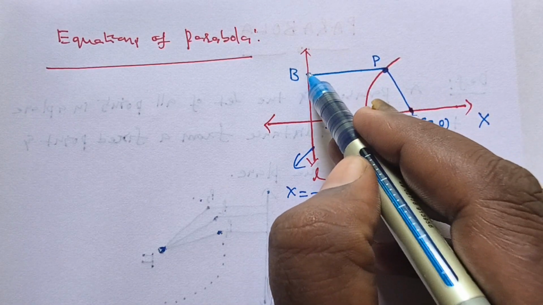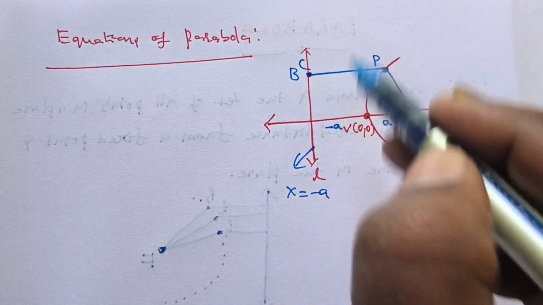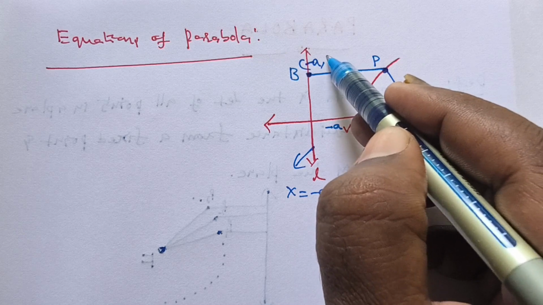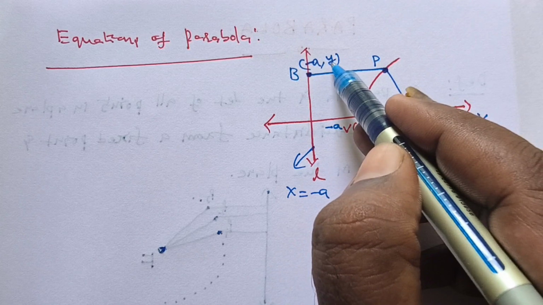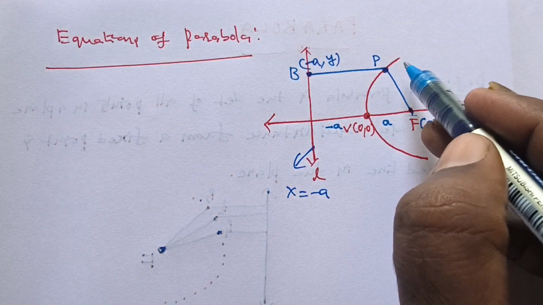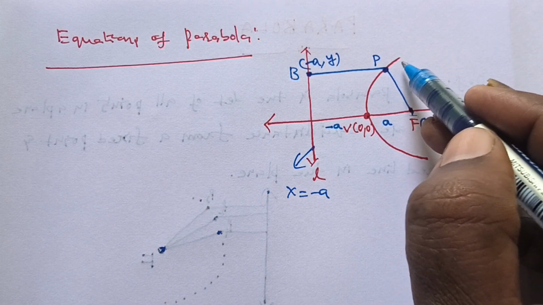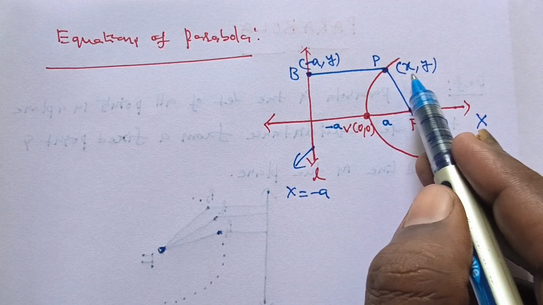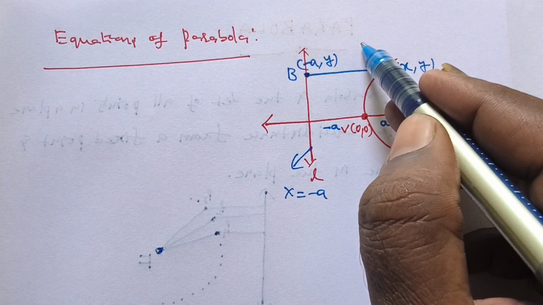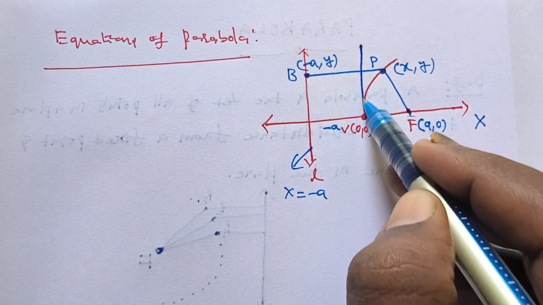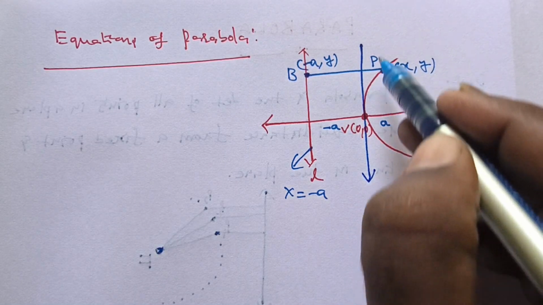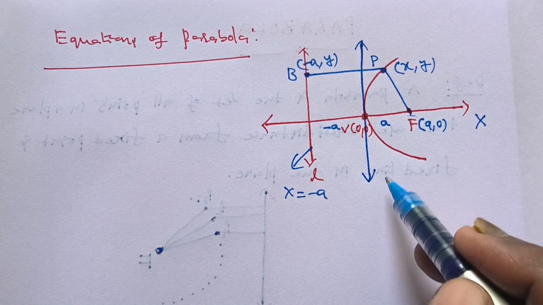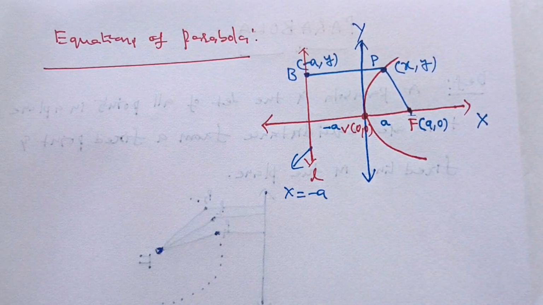Suppose the coordinates of this point B are: the x value is minus a, and there is no fixed y value, so we put our y value as y only. And we assume P is the point with the coordinates x and y. The perpendicular line passing through the origin, the vertical line passing through the origin, is called the y-axis. This is y.